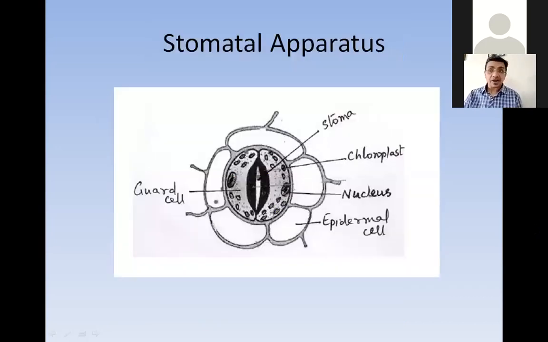This is the stomatal apparatus, a very important diagram. Whenever you make diagrams, there are certain things you are supposed to keep in mind. One is that it has to be neat. You cannot draw shabbily, then erase it, again draw shabbily, again erase it. It will look very untidy, right? The diagram has to be neat. It has to be a big diagram. You cannot draw a very small diagram, right?